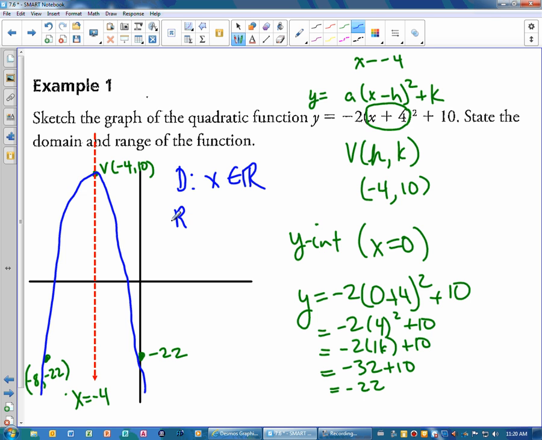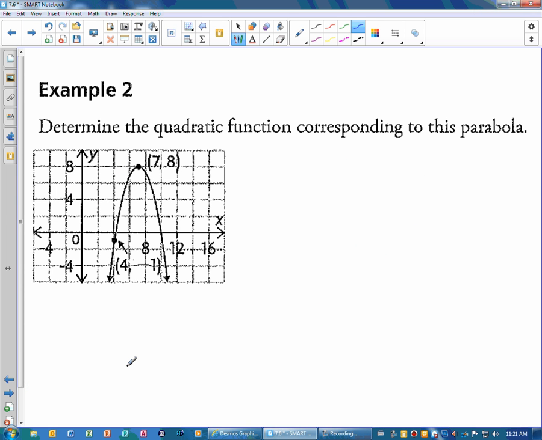Range, well, we only have one limitation. We have a maximum. So we have a very highest y that this graph can ever be, and it's at 10. So y is less than or equal to 10 would be the range. Okay, there's example number 1. So maybe you like that. Maybe you like it in the vertex form. It's not that bad. Okay, we're going backwards in example number 2.